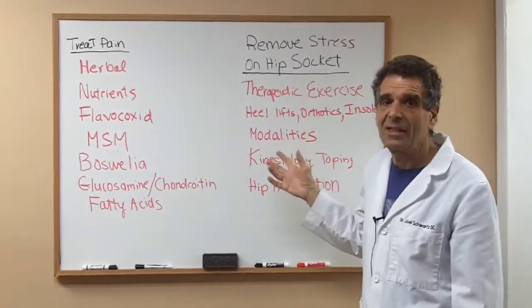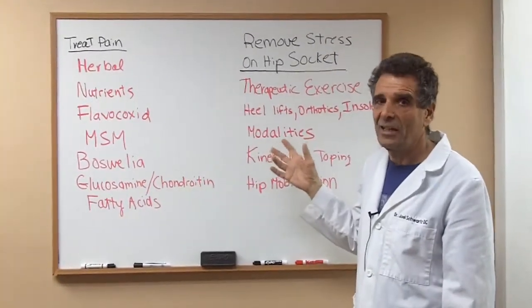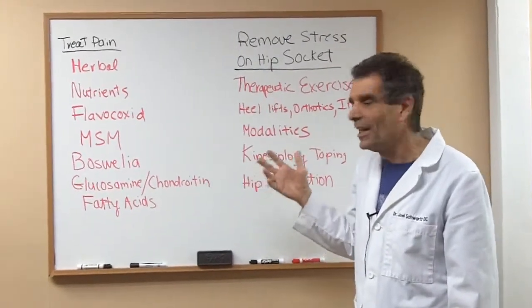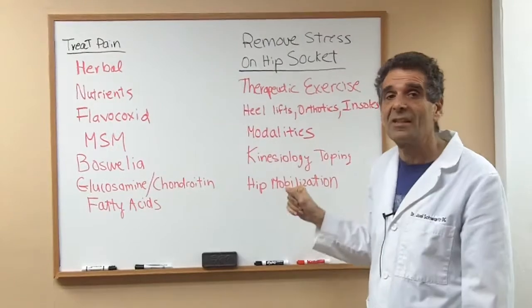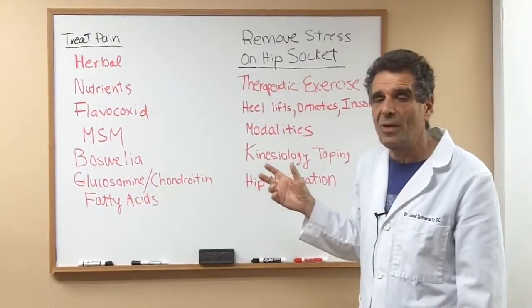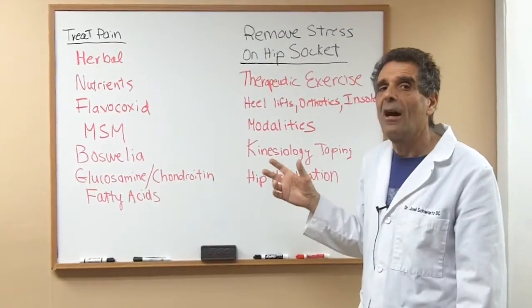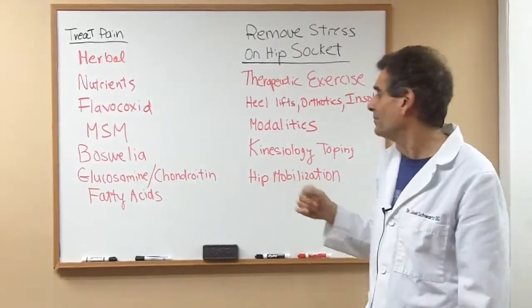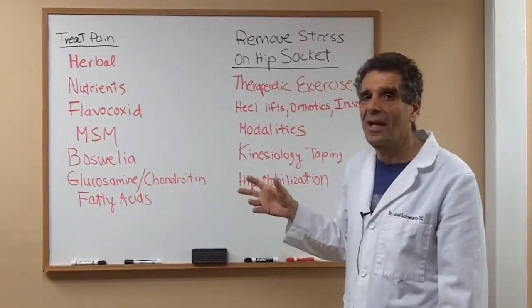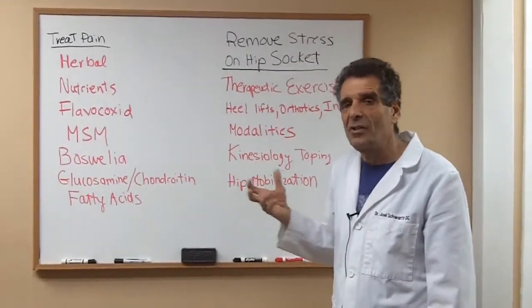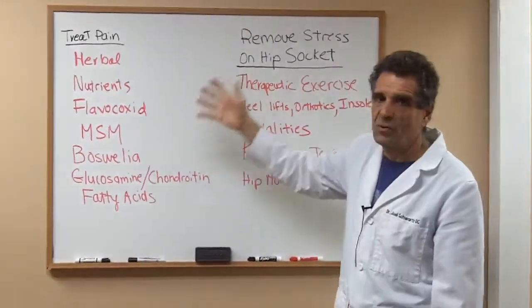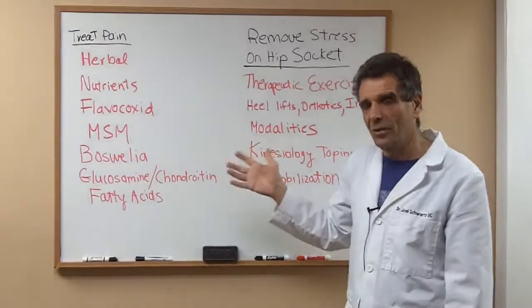We use modalities like ice, heat, and electrical stim to reduce the pain in preparation for doing the exercises that we give you. And sometimes we use kinesiology tape, which you might have seen athletes wear. They use it to reduce pain, but also to help with reducing the stress on the hip. And we also use hip mobilization. These are techniques where we actually get in there and stretch your hip joint socket to get more mobility in it. So all these techniques work together to get the best result for you.